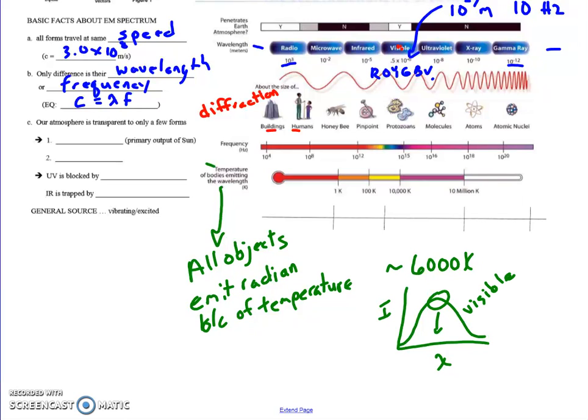In fact, the peak corresponds to green and yellow, and that's why our eyes are most sensitive to those colors. That's why the sun appears yellow, and that's why our eyes see in this part of the spectrum and not any other part of the spectrum, because that's what the sun puts out most. So that's really, really important.